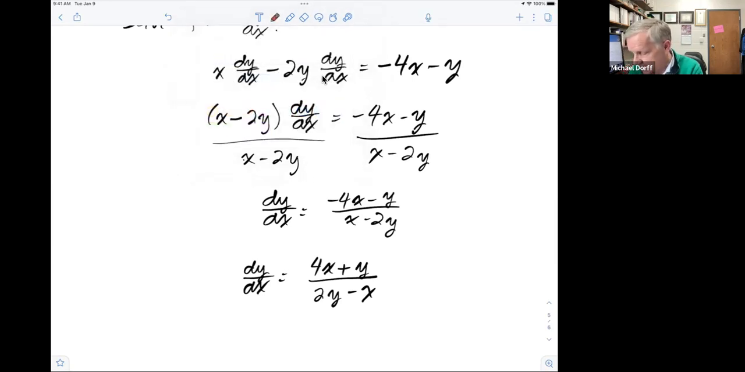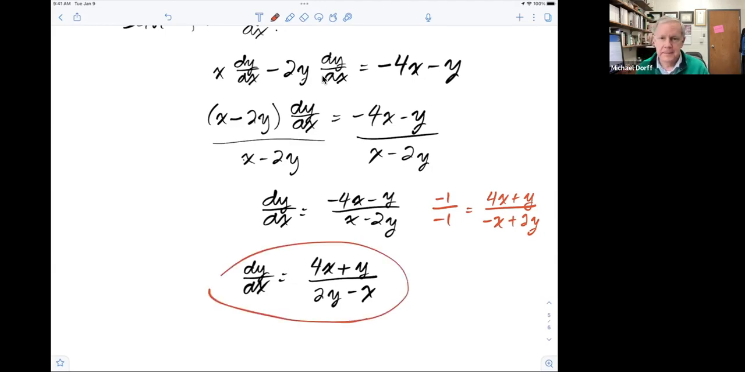Well, what they did was they probably thought in their mind, they don't like all the minus signs on the top. So they're going to multiply the top and the bottom by -1. And when you do that, you get a 4x plus y on the top, and you get a minus x plus 2y on the bottom. And then also the book probably doesn't like to have a negative x first. So in the denominator, they're going to switch the order of the negative x and the 2y, put the 2y first. And that's why they probably have an answer like that.